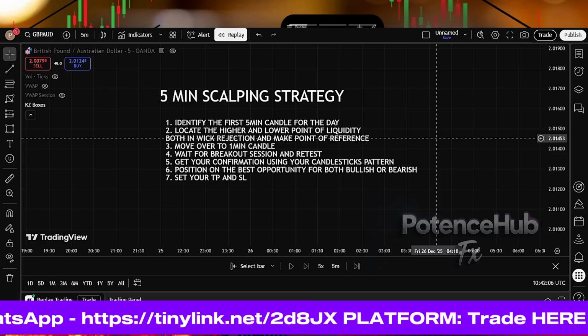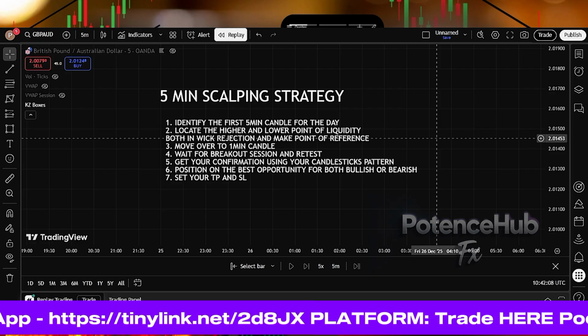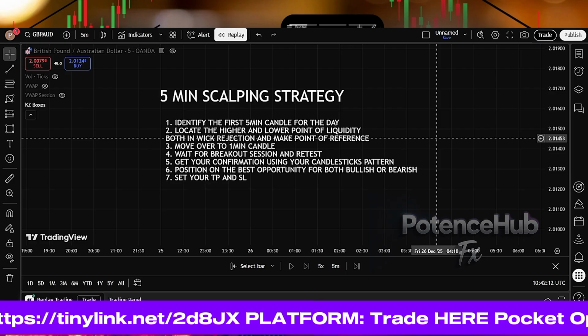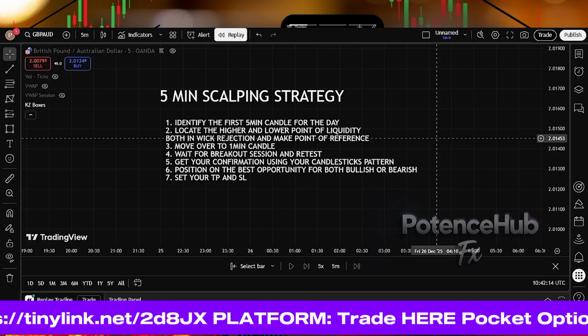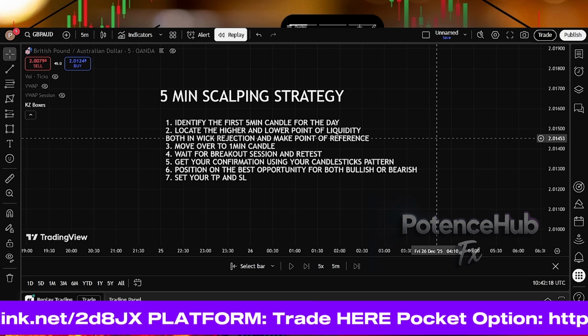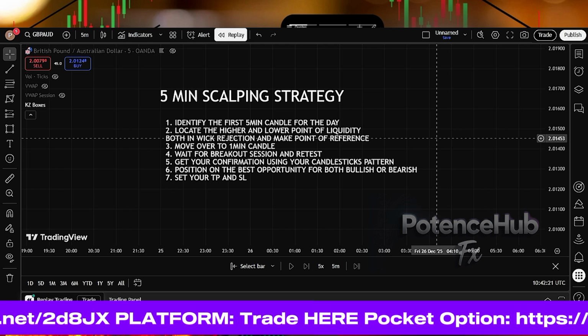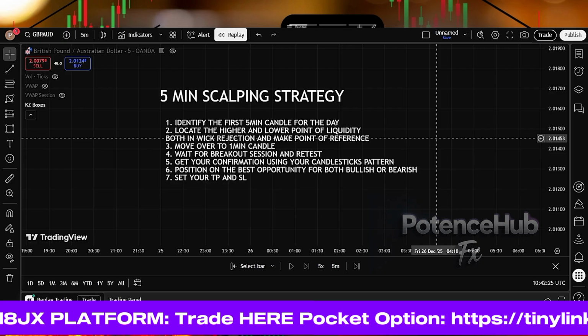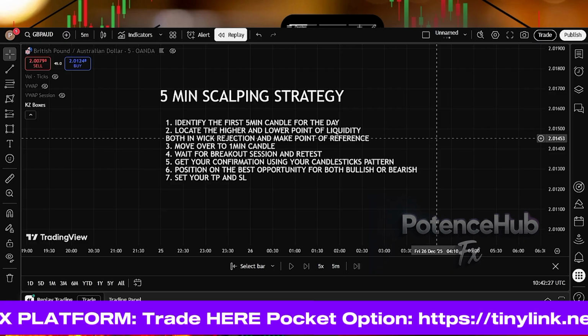Now once we wait for a breakout section and price action happens to retest that same point of higher and lower liquidity of the 5 minute candle that we indicated, then we would move to the next point of action, which is we get our confirmation using candlestick patterns.